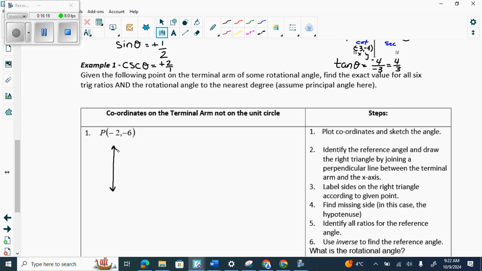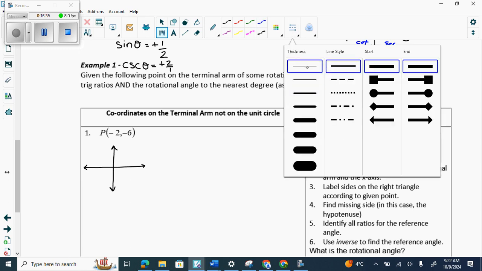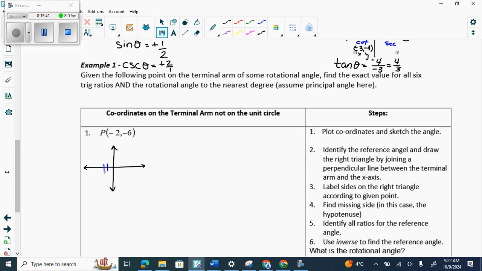So the first thing we're going to do, which I have to try and get everyone to do, is sketch this. The people who sketch this will often get everything correct. The people who don't sketch it will often get something wrong, especially when we start doing trig ratios. So we have -2, -6. Let's plot that. -2, 1, 2, 3, 4, 5, 6.